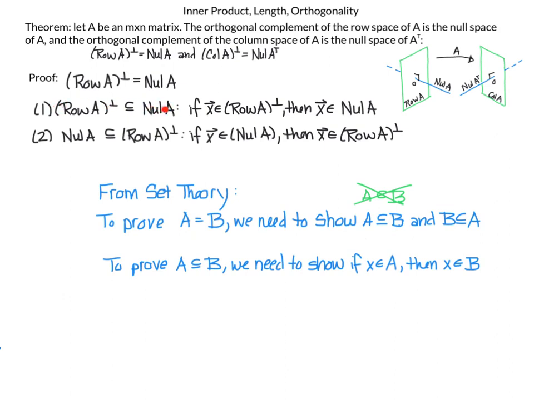Starting with the first part of the proof, to show that row A perpendicular is a subset of null A, we need to show that if there's an element X in row A perpendicular, then X must also be in the null of A. And second, to show null A is a subset of row A perpendicular, means if X is in null A, then X must also be in row A perp.